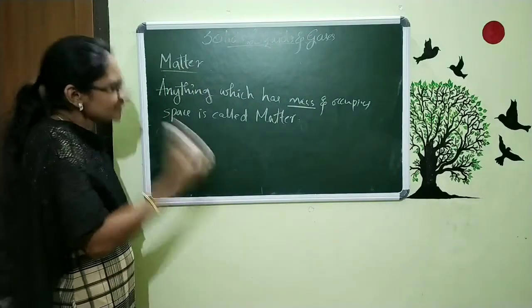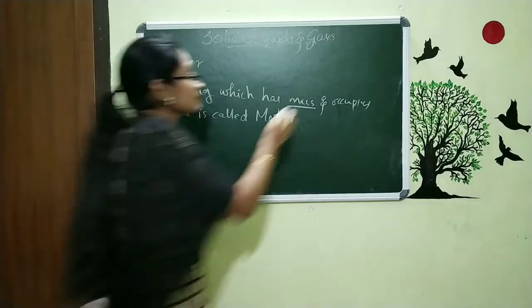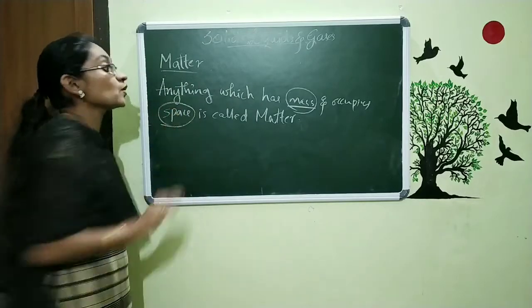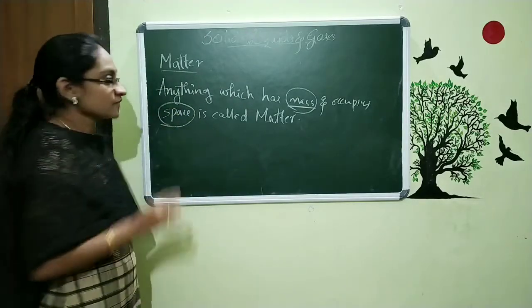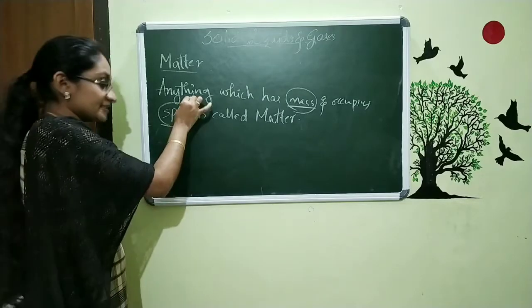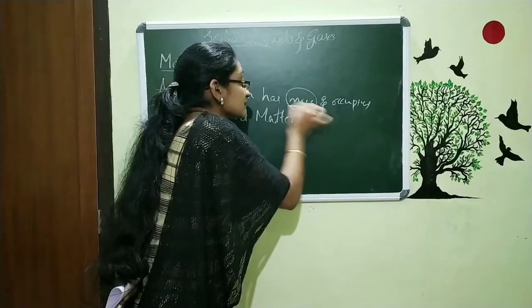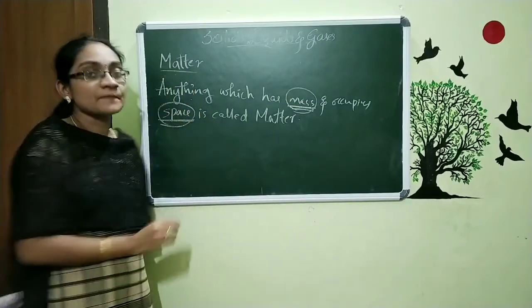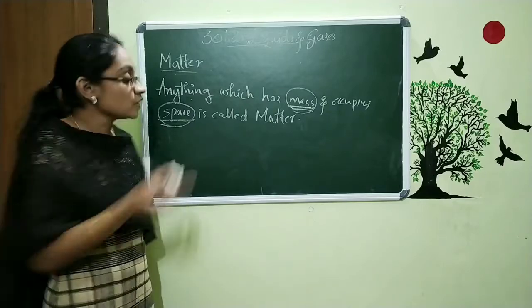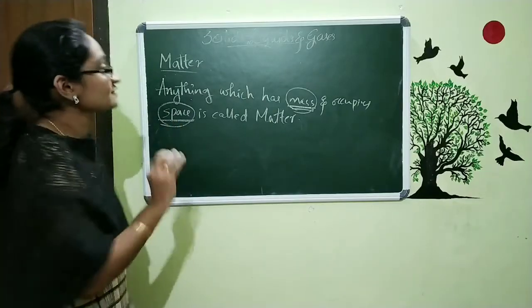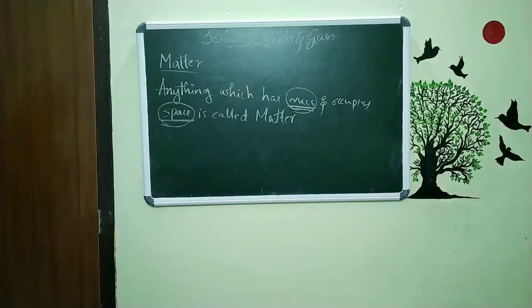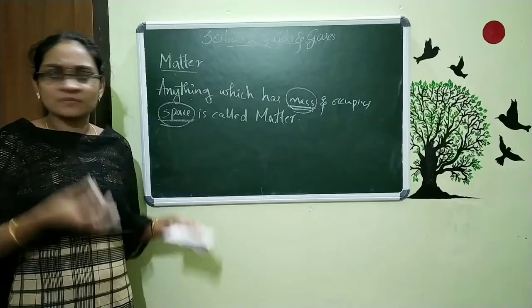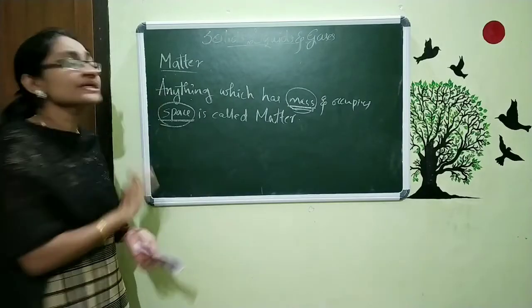That means, anything that needs mass and also needs space to occupy will be matter. This is the definition for matter. Mass and occupying space are the two important points coming under matter. And I already said the examples for matter are iron, wood, plastic, cloth, paper, chalk, board. Like anything is included in matter.